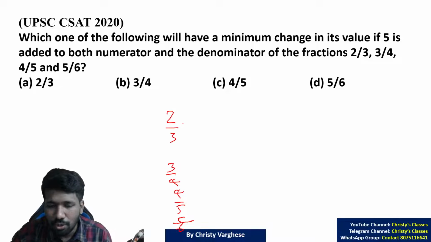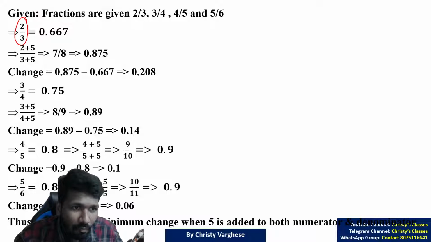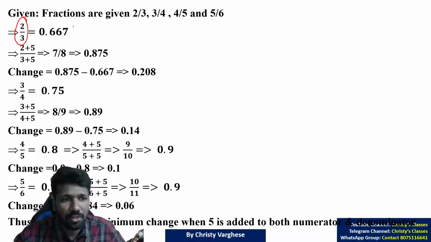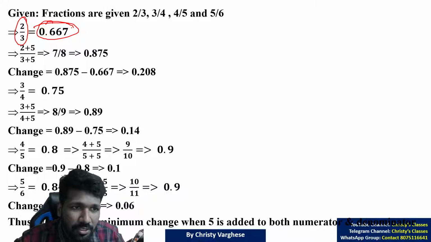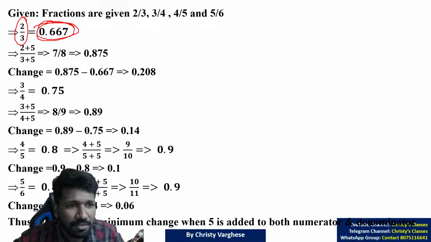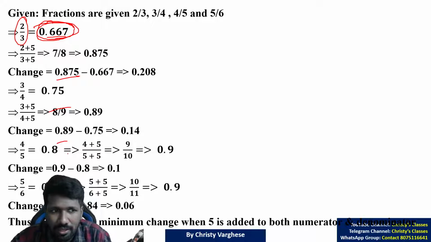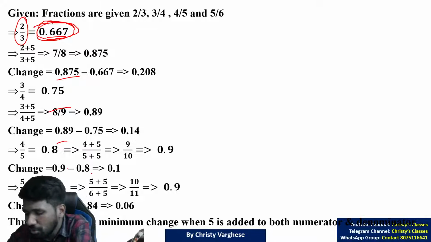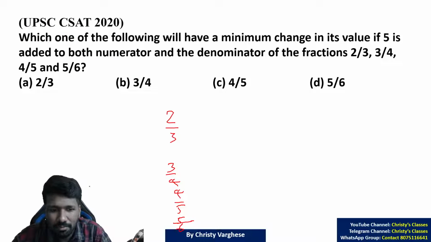One is, you can write 2 by 3's value is how much? 2 by 3, in the previous class I told you, 1/3 is 33.33%. So 2/3 will be 66.66%. So 66.66%, if you divide, percentage means divided by 100, that is 0.667. Likewise, you can write each value, but that is very time consuming. Right? This is one way of doing it. Finding 2 by 3 value, then adding numerator and denominator by 5. What is that value? Then find the difference of it. For each option, you have to do this. But that is very time consuming.